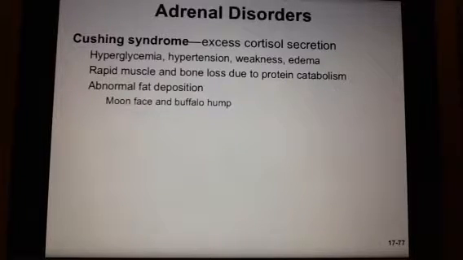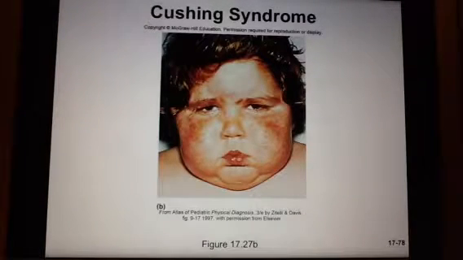Cushing syndrome is an endocrine disorder of the adrenal glands, so it's too much cortisol, and so it can lead to hyperglycemia, hypertension, weakness, and sometimes abnormal fat deposition, and so you can look like you have a little moon face. This is a child, obviously, with Cushing syndrome.